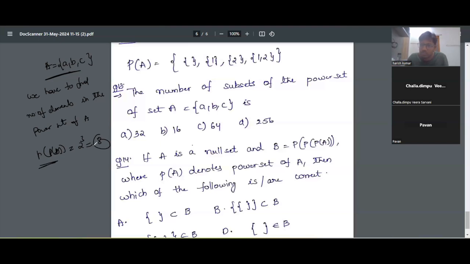Subsets. So how do you calculate subsets? 2 to the power n. So this set has 8 elements. So the number of subsets is 2 to the power 8, which is 256.